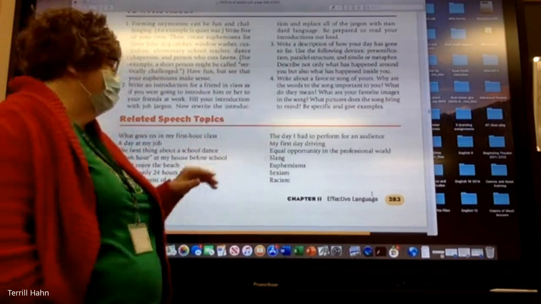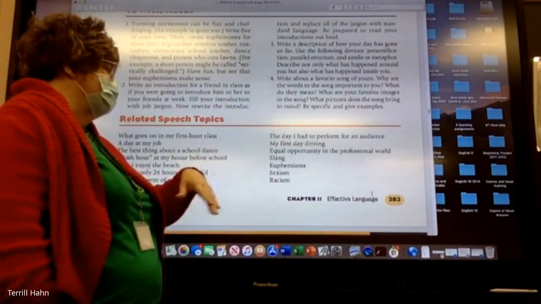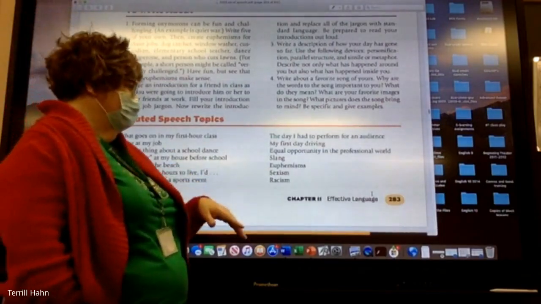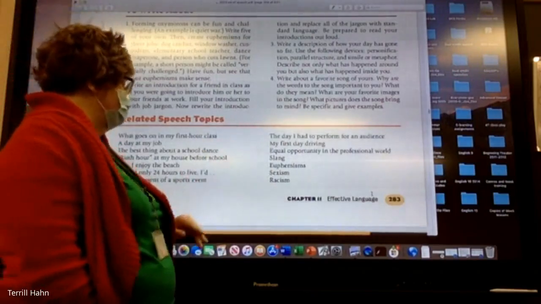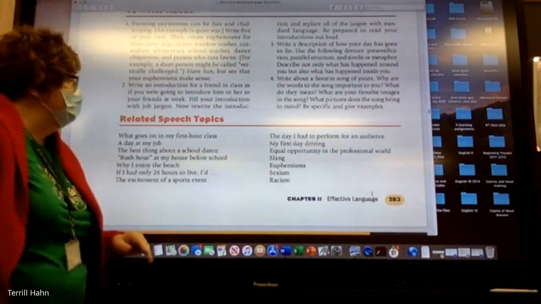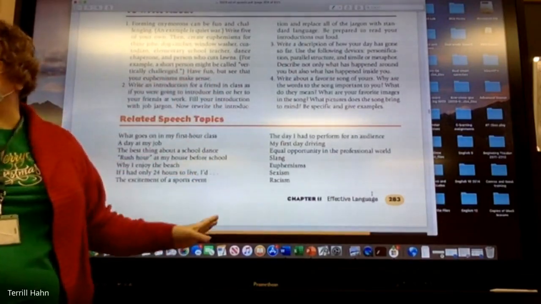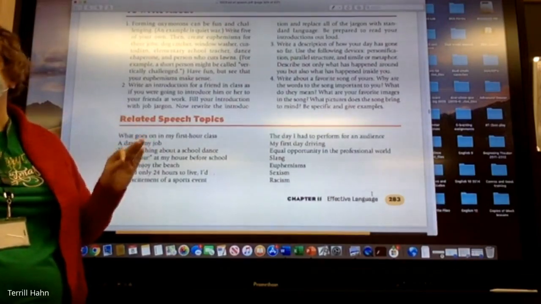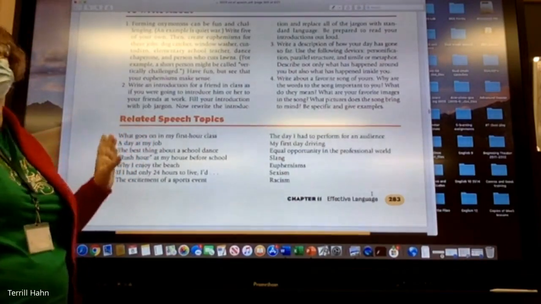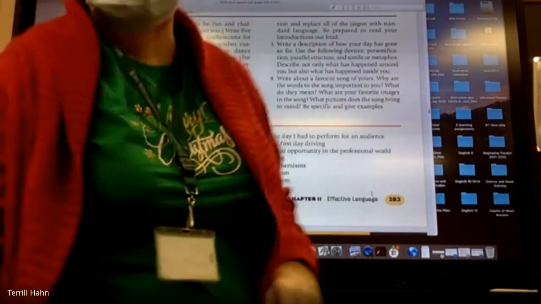Yeah, okay. Equal opportunity in the professional world, slang, euphemism, sexism, racism. Okay, so you could write about any of those. I don't know, these might be a little more difficult, the slang, the euphemisms, maybe not, okay? So, you could write about any of these subjects, okay, but stick to these subjects. And you're just gonna write 4 to 6 words. Now, I think I have this due for Friday, or Monday, do I have it? I'll look, okay. What I have is the due date.